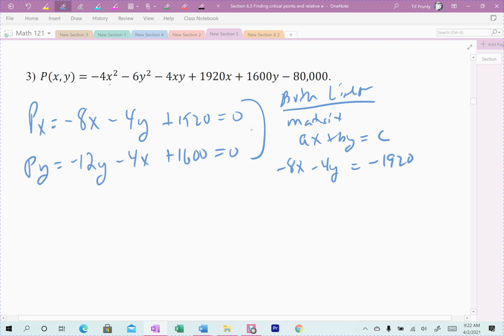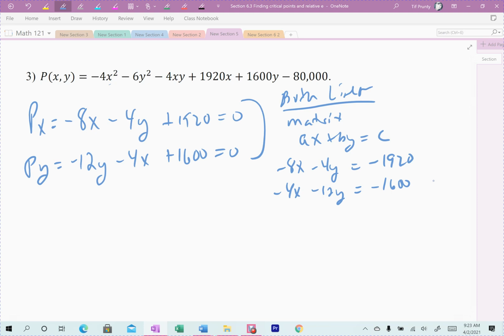Now, the second one, you have to be careful of 2 things. You have to reorder x first, y second, and then move the 1600 to the other side. So you get negative 4x first, then minus 12y, and then you move over the 1600, and so it's negative 1600. Now, when you go plug this into the calculator, since everything is negative, if you multiply by a negative 1 by everything, it will give you the same exact line.